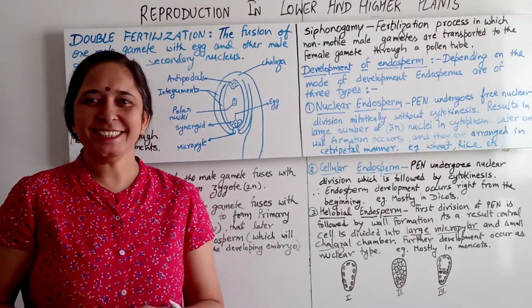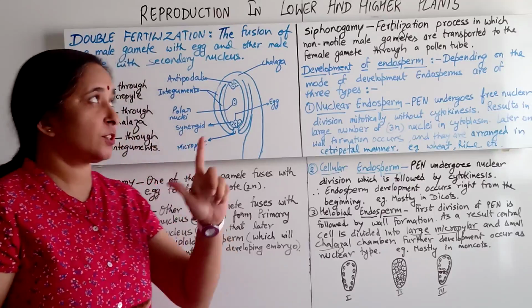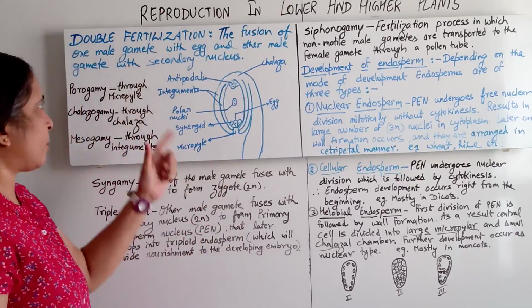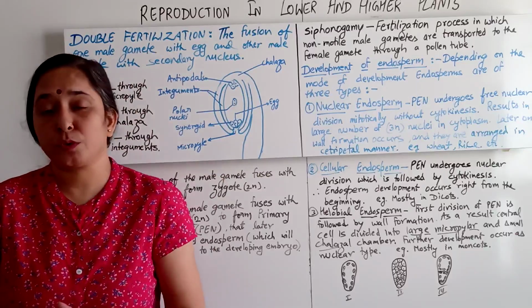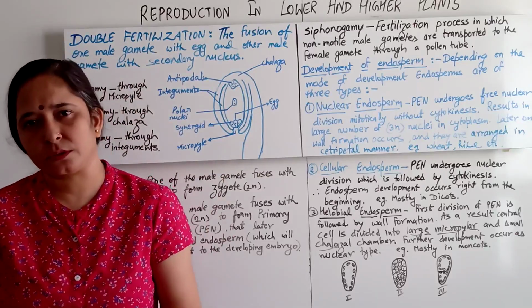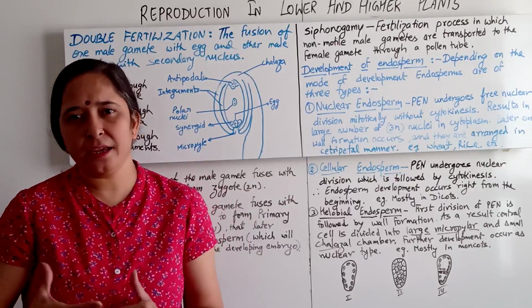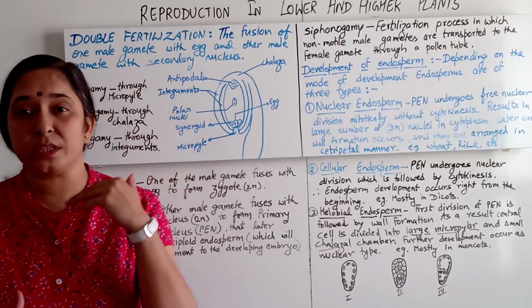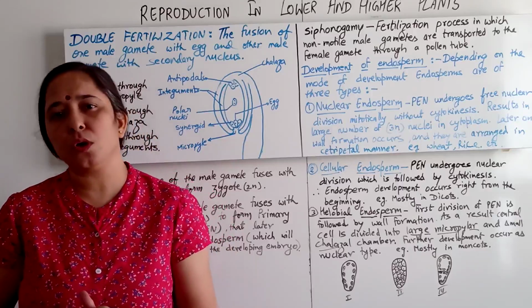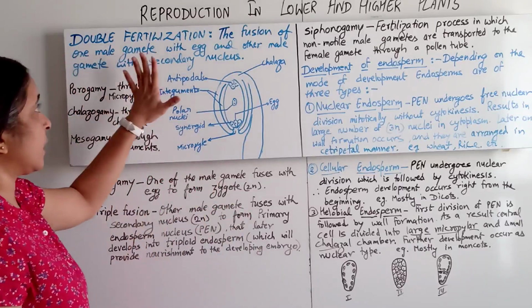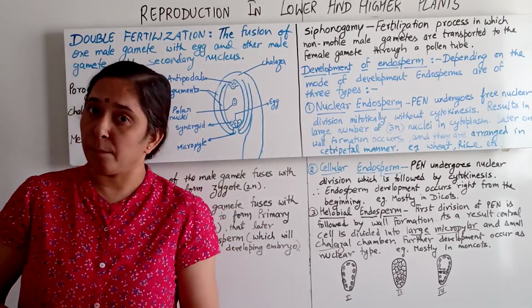Hello my dear students. Today we will study the first chapter, reproduction in lower and higher plants. Subtopic: double fertilization. What is the meaning of double fertilization? When one male gamete fuses with the egg and another male gamete fuses with the secondary nucleus, that is called double fertilization. Two fusions take place. This double fertilization takes place in plants.